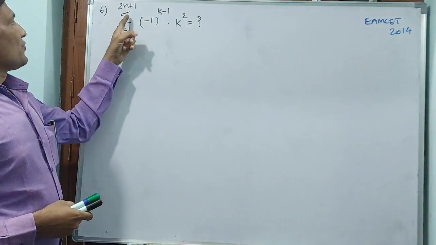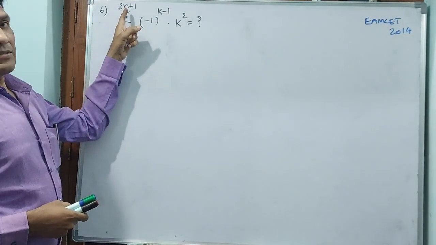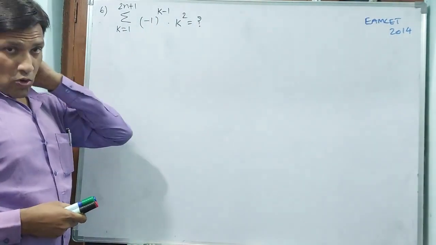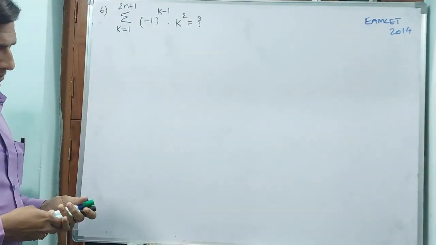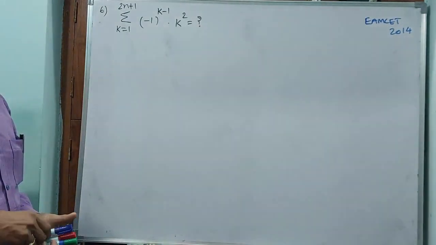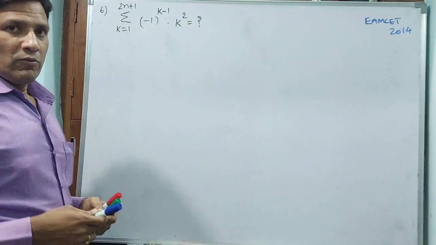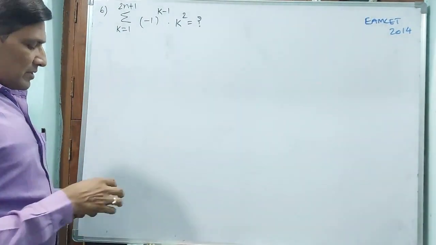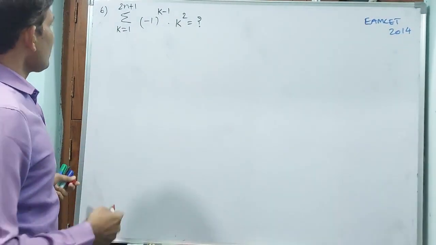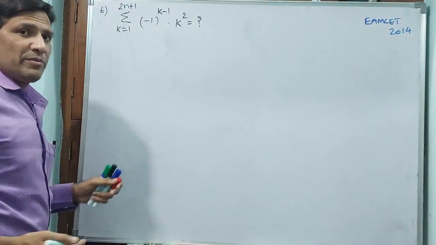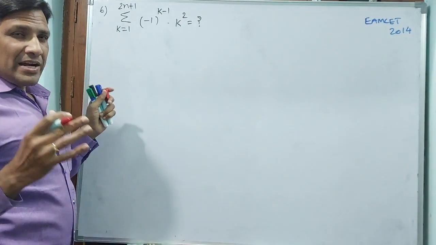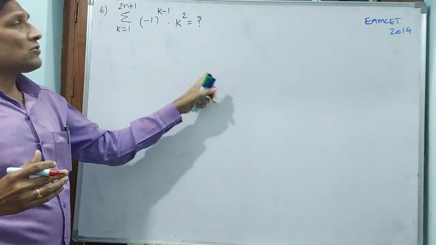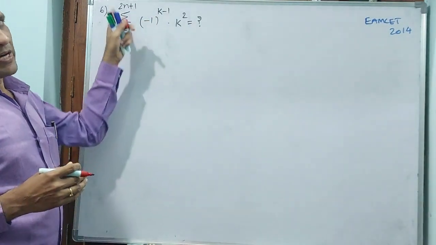Sixth question. Sigma k from 1 to 2n plus 1 of (minus 1) to the power k minus 1 into k square is equal to how much, they are asking. Let us take some values and then proceed, one by one. For k from 1 to 2n plus 1, for good understanding, we will take the starting 4 values, and at the end we will take the last 2 values, 2n and 2n plus 1.